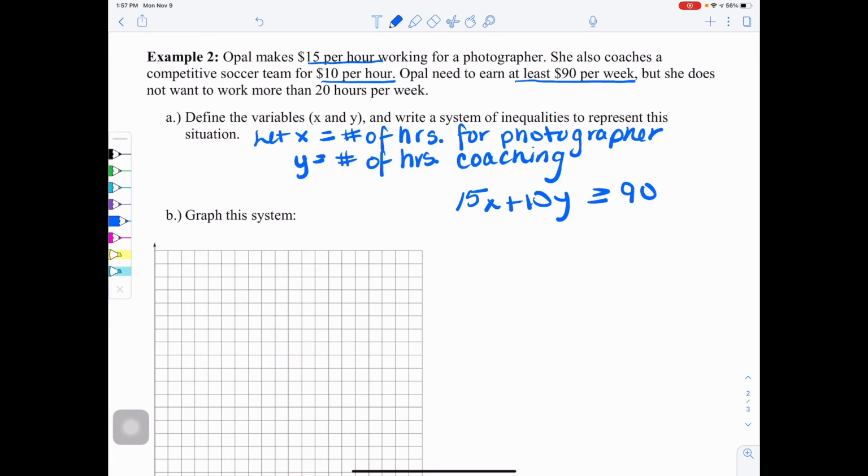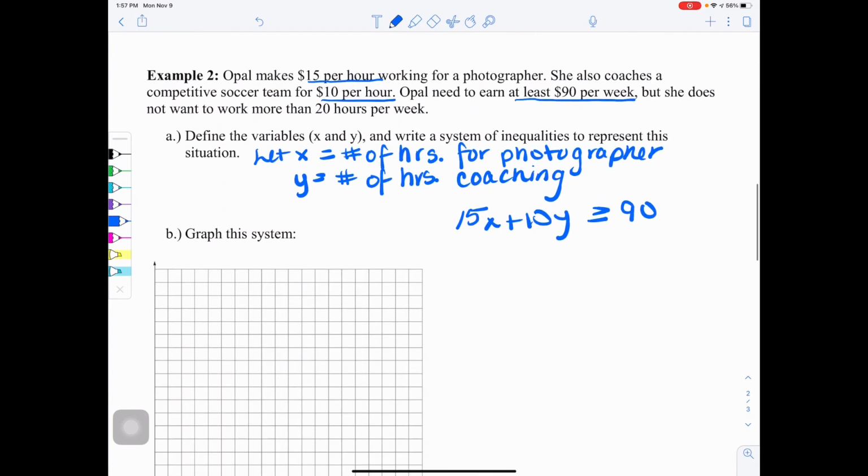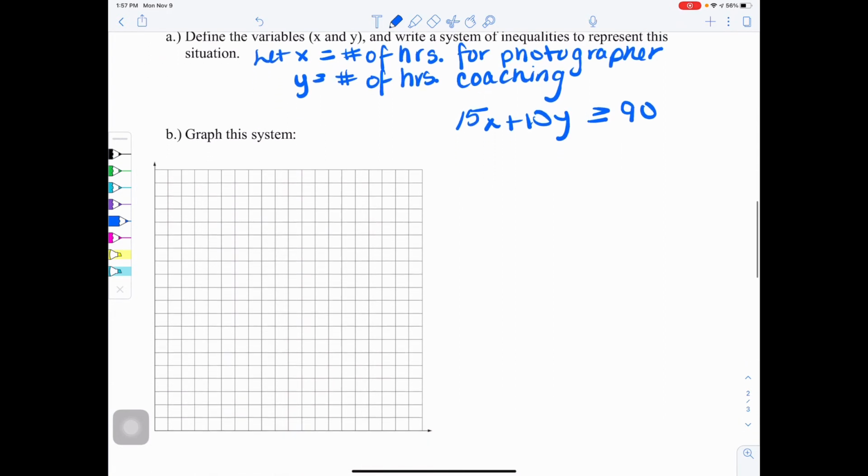So the second one, we'll leave a little space here, put it down here, should be the total number of hours. It says she doesn't want to work any more than 20 hours. So that means she's got to be 20 hours or less. So for that, you want X plus Y is less than or equal to 20. So we'll do that one first since it's towards the bottom.